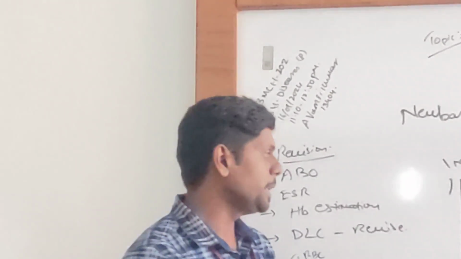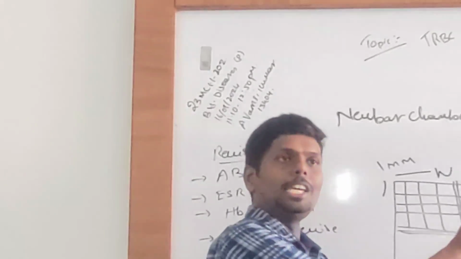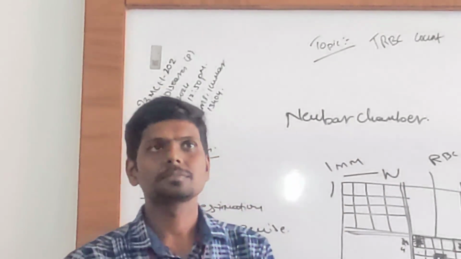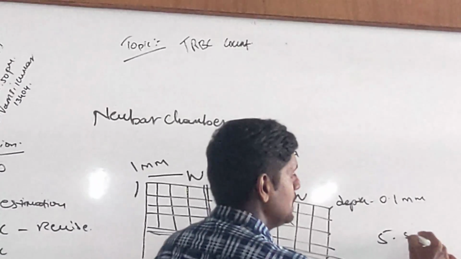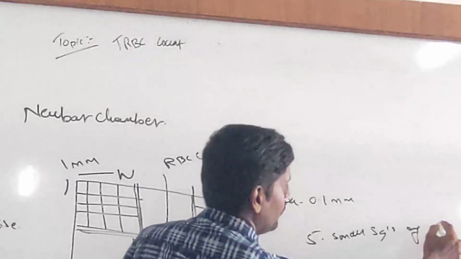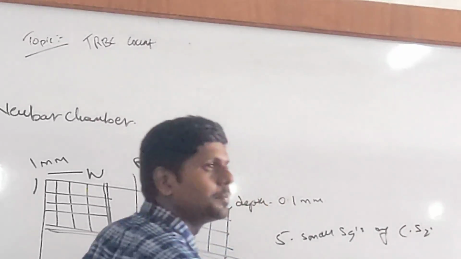Clear? RBC are counted in five small squares of the central square.